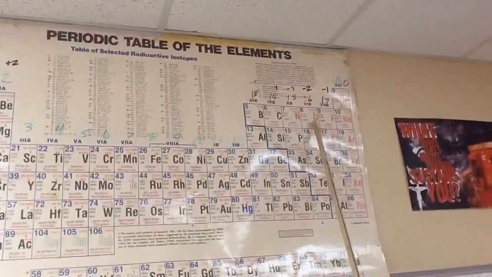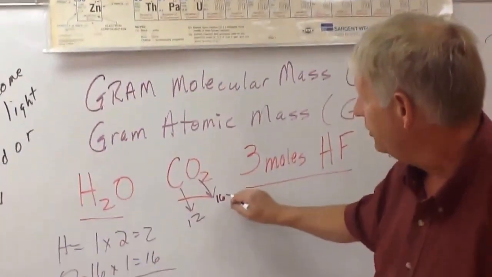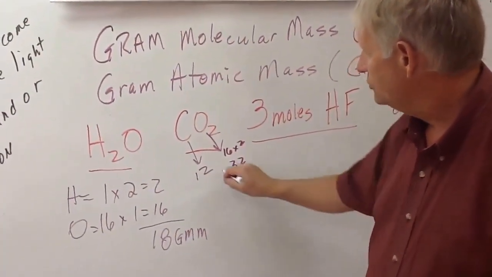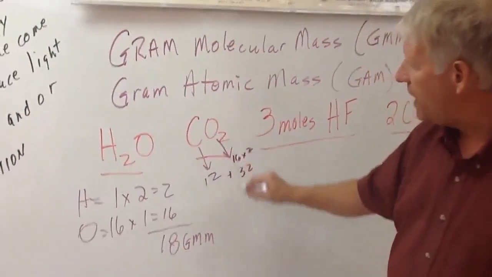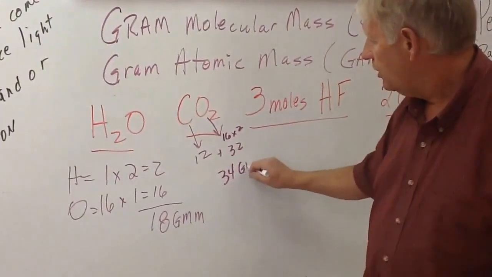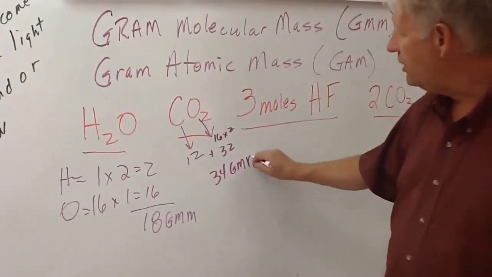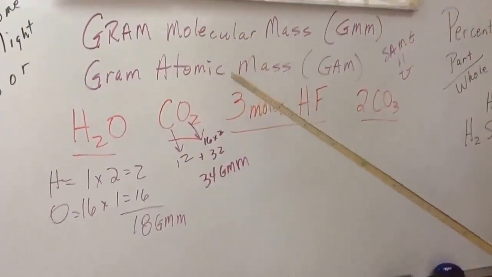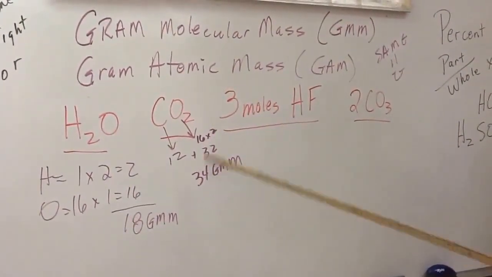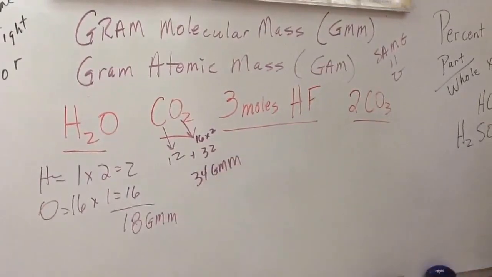Oxygen, once again, 15.9994, we're going to round that off to 16. So this one would be 16, but we have two of those, so 16 times 2 would be 32. All right, so we add those together, so the gram molecular mass for carbon dioxide is going to be 34. And that gram molecular mass, gram atomic mass, is the same thing. So once again, we're just adding the gram molecular masses together to get the total.